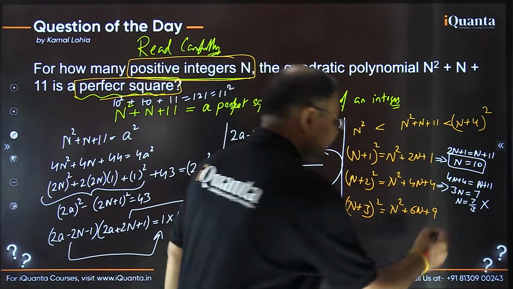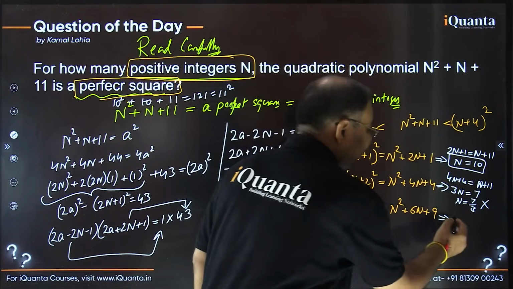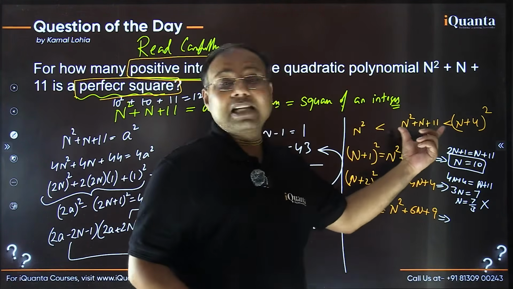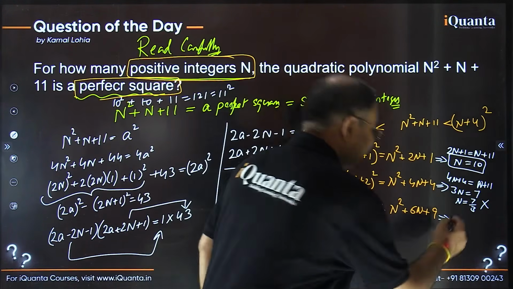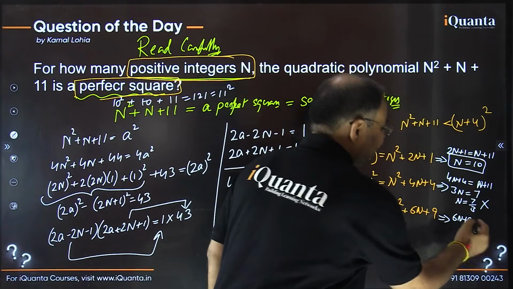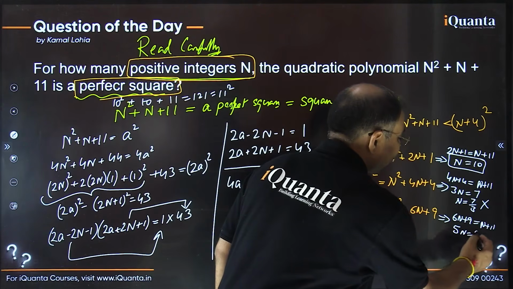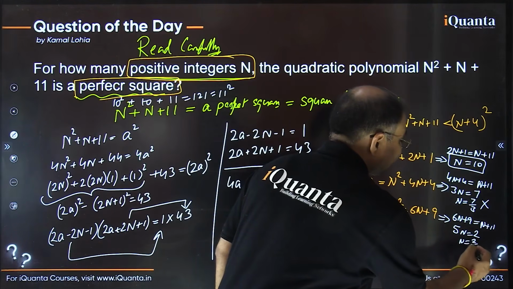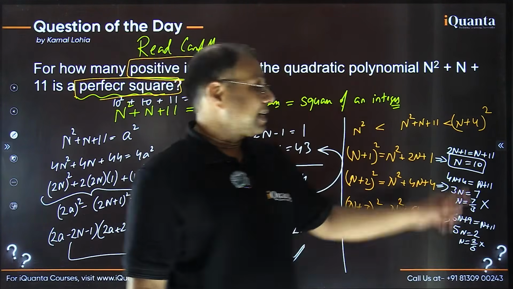Let's take the third case as well. Here, 6n plus 9 should be equal to n plus 11, if n square plus n plus 11 is to equal this perfect square. So again you can see that it comes out to be 5n equals 2, which means n is 2 by 5, which is not a positive integer. So only one case is possible, that is n equals 10.